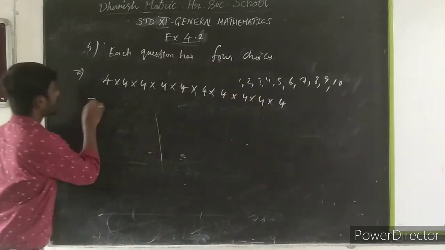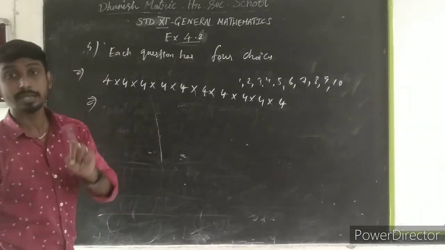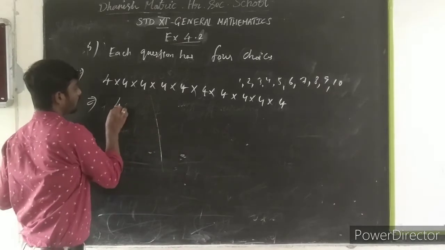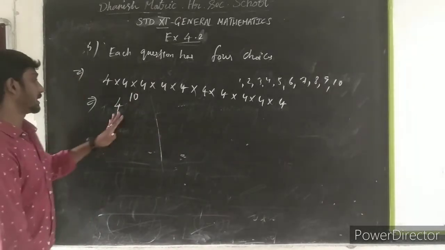How many choices here? Each question has 4 choices, and there are 10 multiple choice questions, so it is 4 power 10. What is the answer here? 4 power 10. That's all.